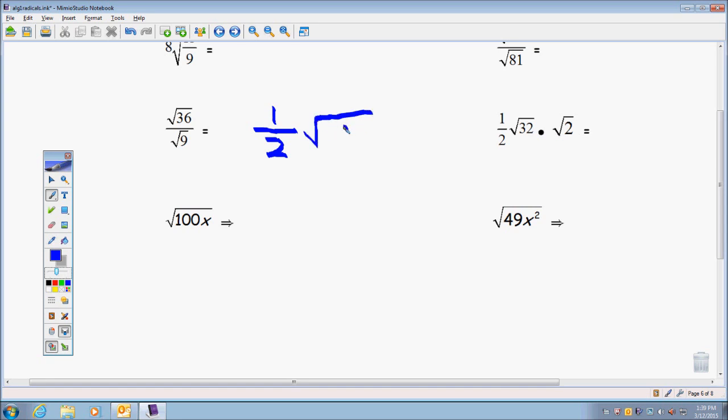Just keep up. Make sure it's a radical. Radical 32 times radical 32 times radical 2 is radical 64. Try saying that fast a couple times. All right, so 1/2 times is always times 8. That's 8. 1/2 times 8, which is 4.